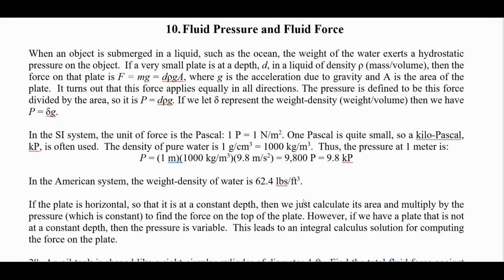The pressure is defined to be this force divided by the area, so the pressure is just d times rho times g. If we let delta represent the weight density, weight per volume, which is basically rho times g, then we have the pressure is delta times d.